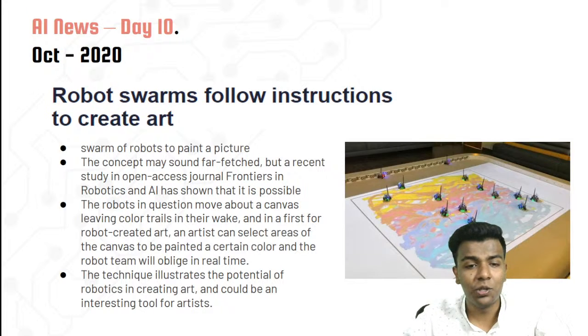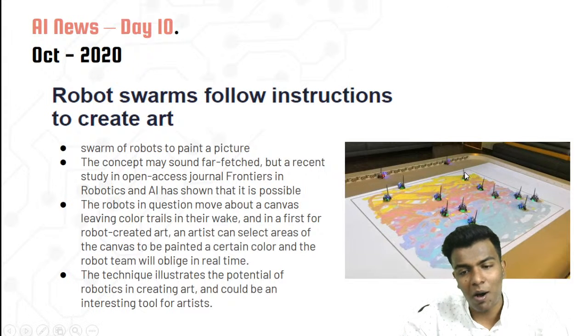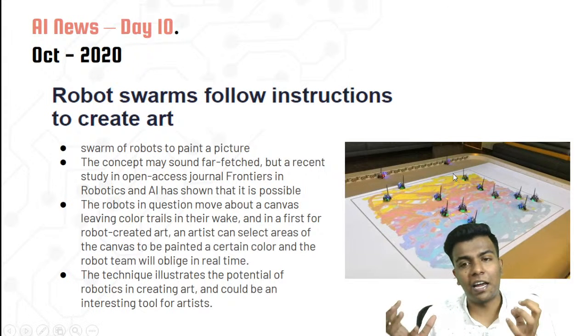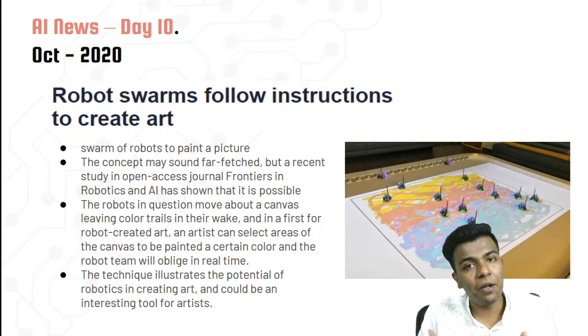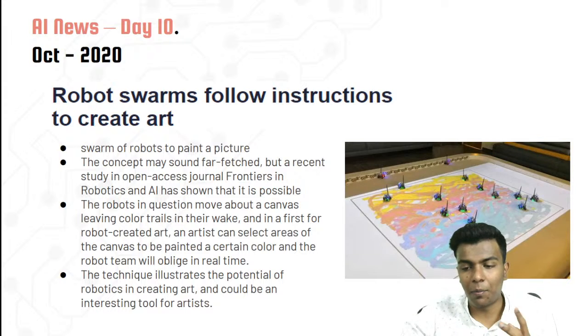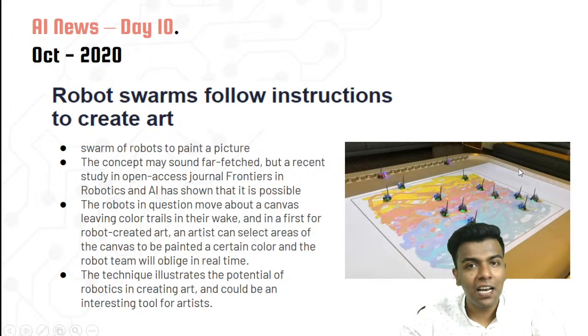And today's AI news: robot swarms which follow instructions to create art. What is meant by swarm robots is a lot of tiny robots doing a single task by following some kind of instructions. Here you can see up to 10 to 12 swarm robots creating a single piece of art by following instructions. With the help of artificial intelligence, it is performing its own art. I think it's very interesting, right?